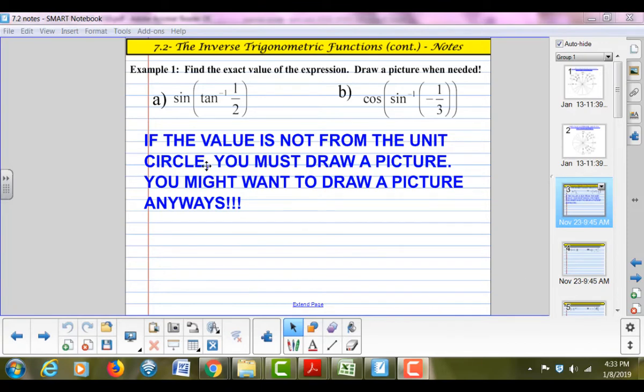Now I have this little note here. If the value is not from the unit circle, you must draw a picture. You might want to draw a picture anyway, so it's okay to draw a picture on everything, but on the problems that are not unit circle values, you have to draw a picture.